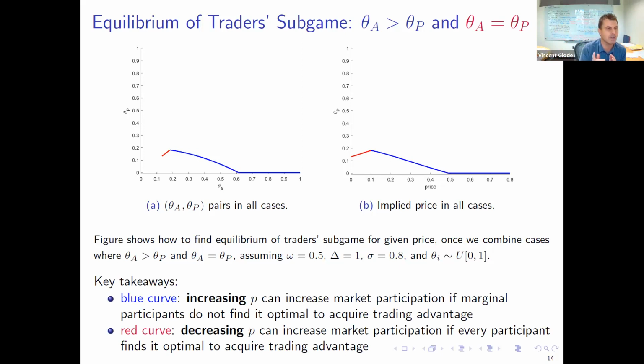But the red curve shows something that is also interesting, which is that if I'm only willing to participate in the market with the trading advantage, then lowering the price of the trading advantage makes it more likely that I acquire it, but also more likely that I participate. So you can have two effects going in different directions, depending on whether the last participant, the marginal participant, is acquiring the trading advantage or not.